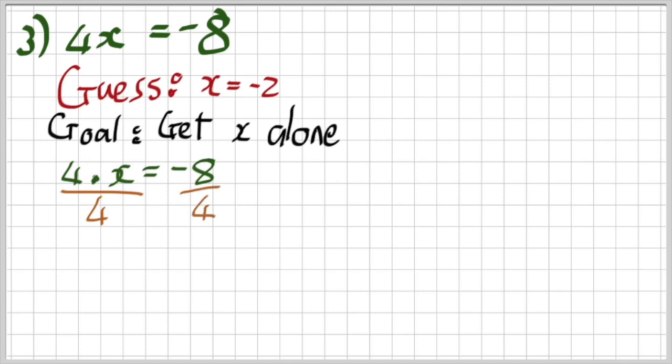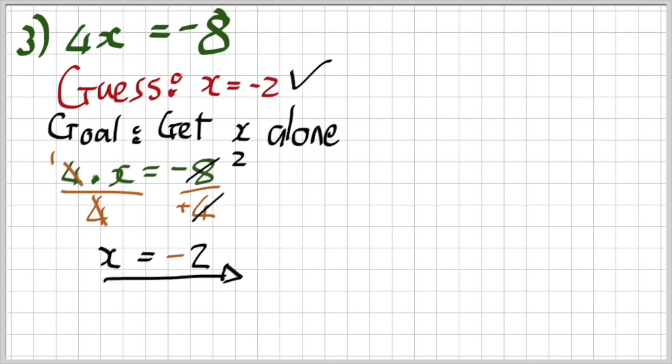Now, what happens on the left? Well, 4 goes into 4 once, so I'm left with 1x. On the right-hand side, a negative divided by a positive is a negative, and 8 divided by 4 is 2. So therefore, x is equal to negative 2. Is that what I guessed? Yes, that is what I guessed. So ladies and gentlemen, I've got a very sneaky feeling that this is 100% right.